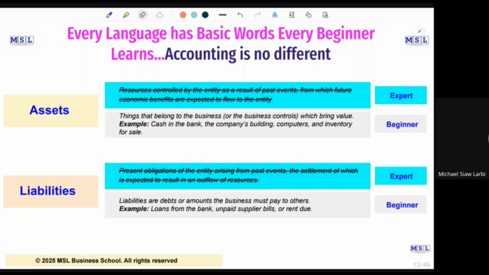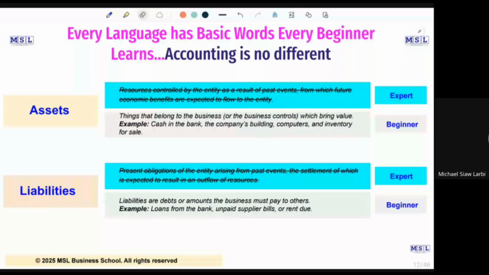The next will be liabilities. I'm sure this is also not a new word to anybody here. It's an English word, right? Once again, the expert's definition is out, strike through done. The beginner's definition: liabilities are debts or amounts the business must pay to other people. See it from that angle. Any amount you are supposed to pay somebody else. It's an obligation you have today because of something that happened in the past, which will lead to you having to pay somebody something, right?